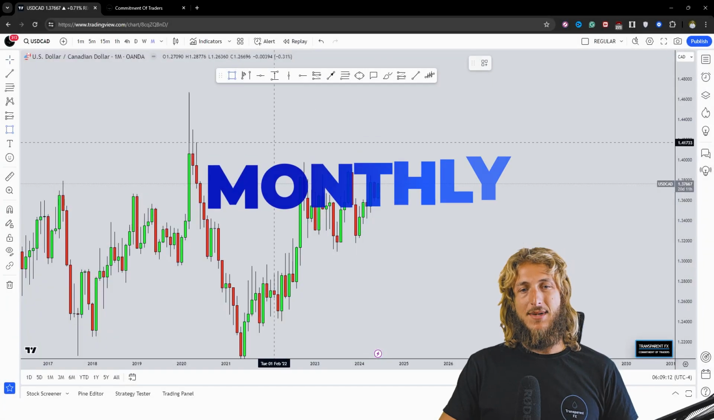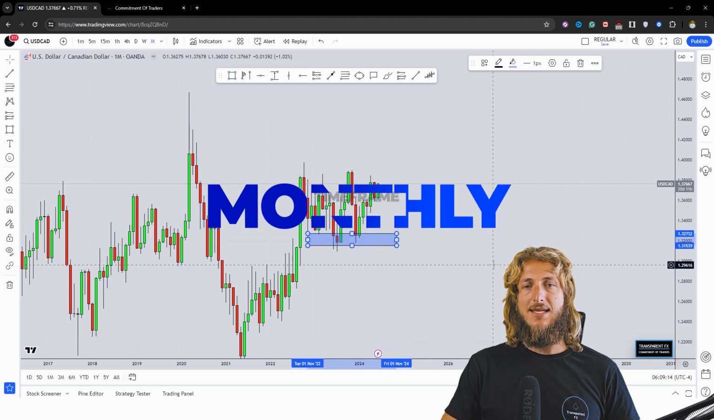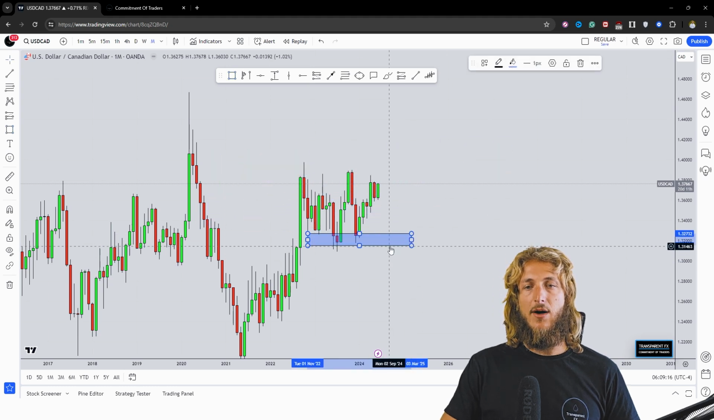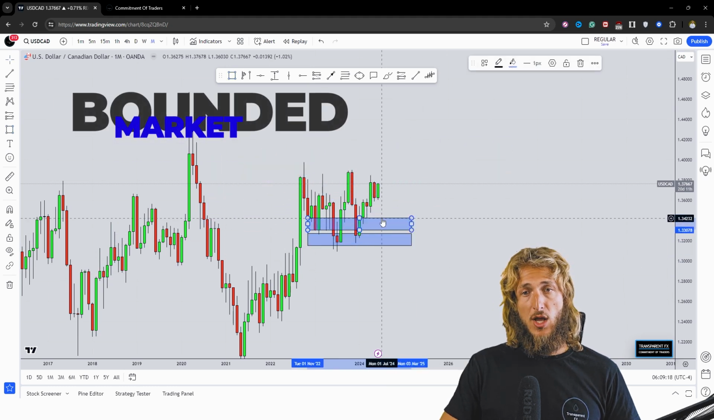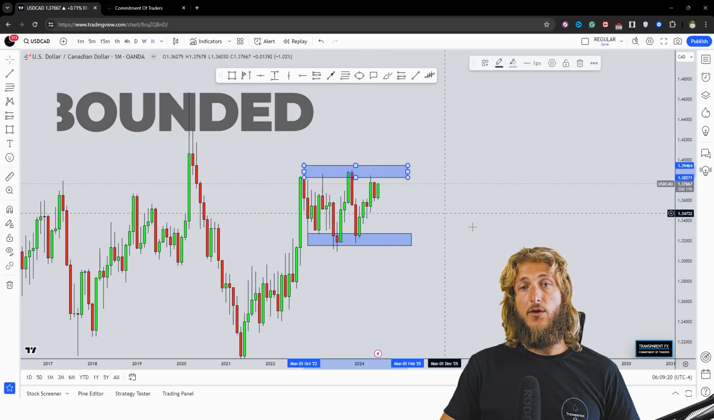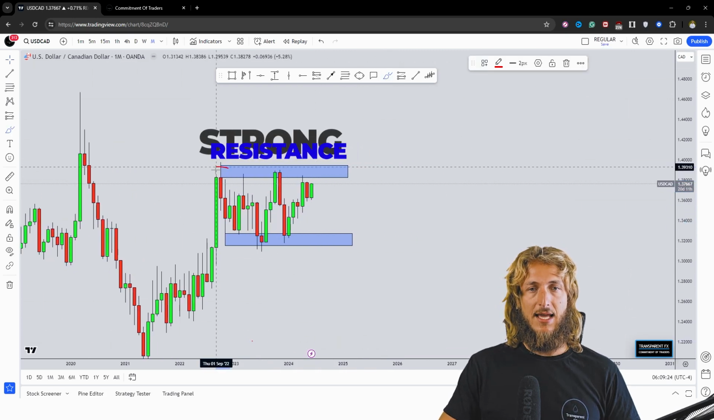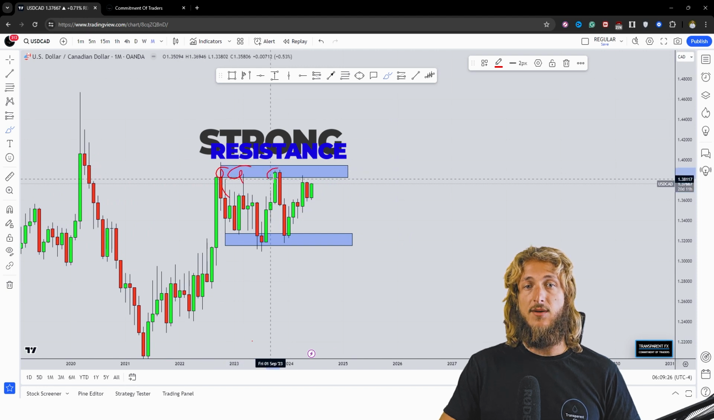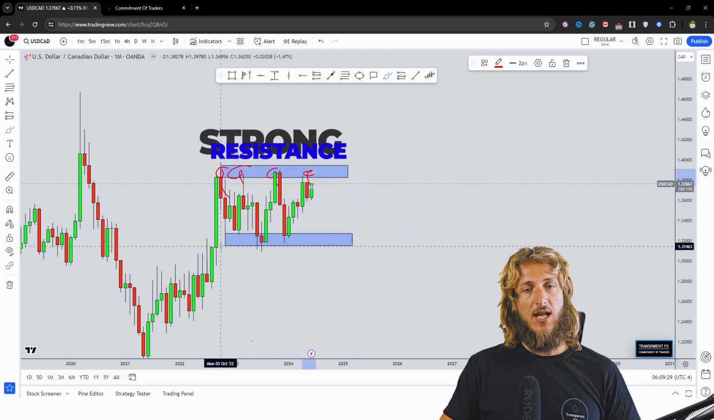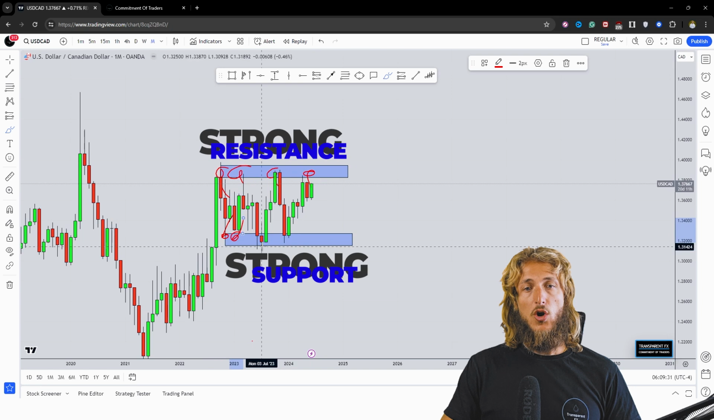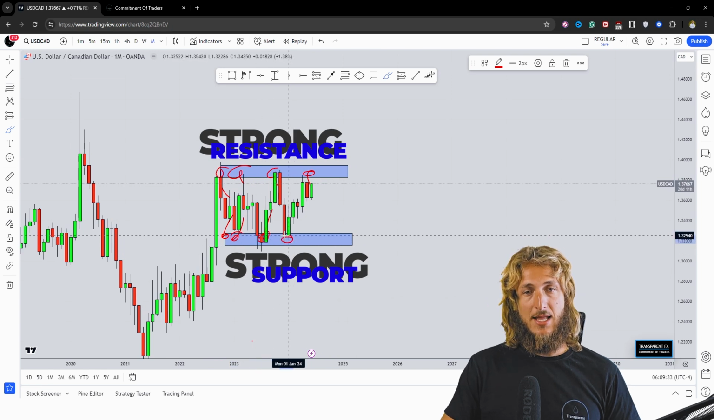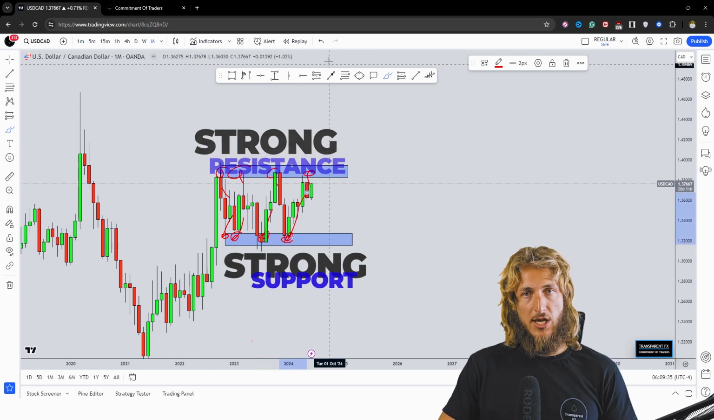Starting here from the monthly time frame, what we can see is that at the moment, clearly we have a range-bound market. We have, in fact, the top of the range here that already has been tested and respected as resistance on multiple occasions. And at the same time, we have the bottom of the range here, which as well has been tested and respected as support on multiple occasions.